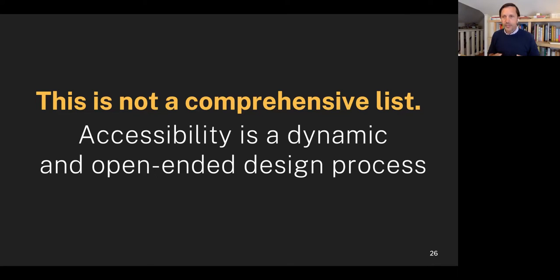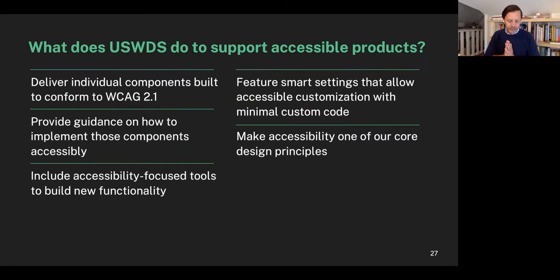Accessibility requirements may be relatively static, but accessibility itself is as dynamic and open-ended as any design process. Slide 27. So what does the design system do to support accessible products? We deliver individual components that are built to conform to WCAG 2.1 and thus also to WCAG 2.0 and thus also to Section 508.